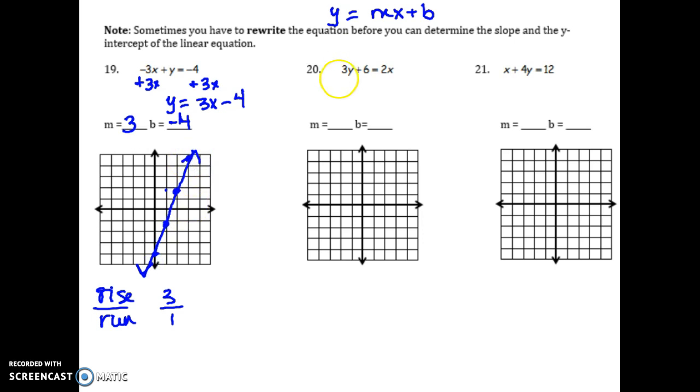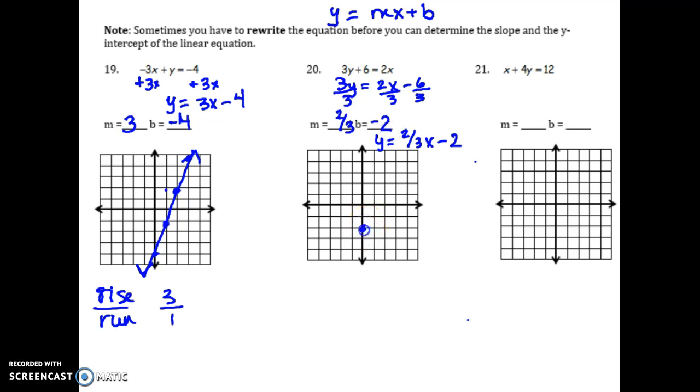All right, number 20. I'm going to subtract 6 from both sides and rewrite this as 3y is equal to 2x minus 6. And then I'm going to divide each term by 3. So when I simplify, I get y is equal to 2/3 x minus 2. So from there, I can pull out my slope, which is 2/3, and my y-intercept is negative 2.